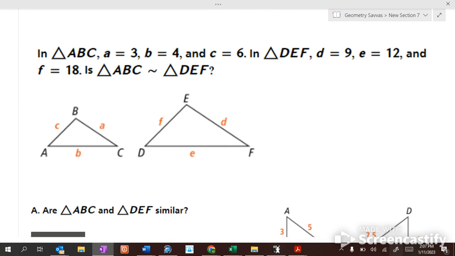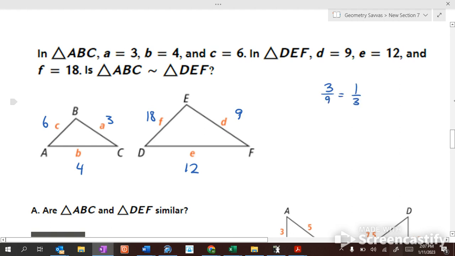So, A is 3, B is 4, C is 6, D is 9, E is 12, F is 18. So A to D is a 3 to 9 ratio, which reduces down to 1/3. B to E is a 4 to 12 ratio that reduces down to 1/3. C to F is a 6 to 18 ratio, which reduces down to 1/3. So these look similar, okay?